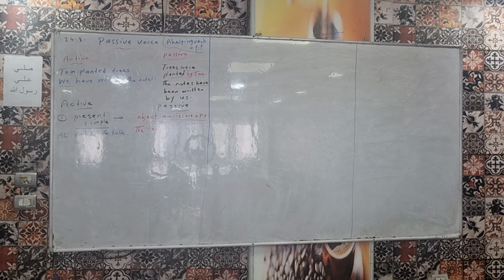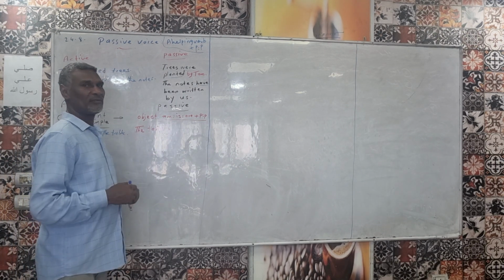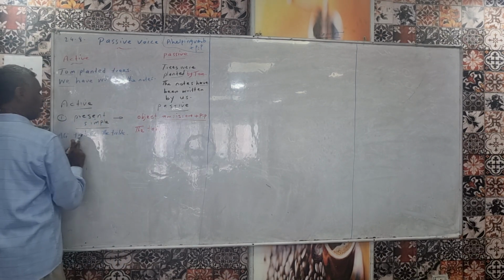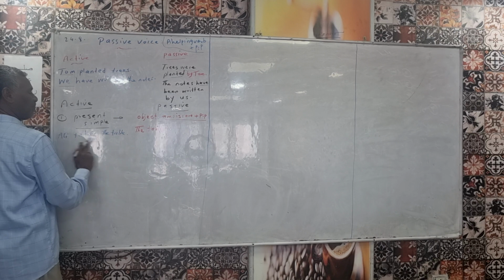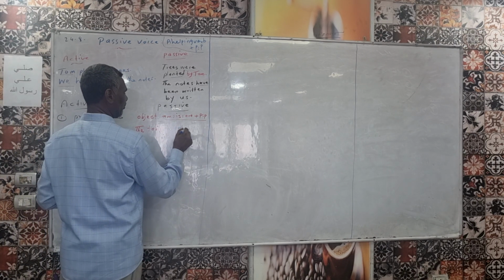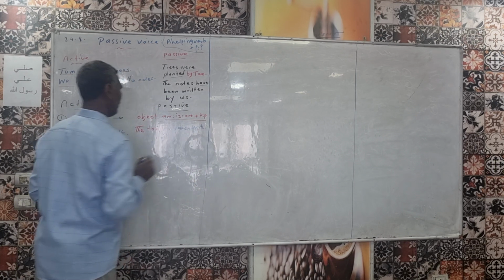Is it singular or plural? Singular. We use what? Am or is or are? Is. The table is. Then we use the past participle of the verb take. The table is taken by Ali. By what? By Ali.